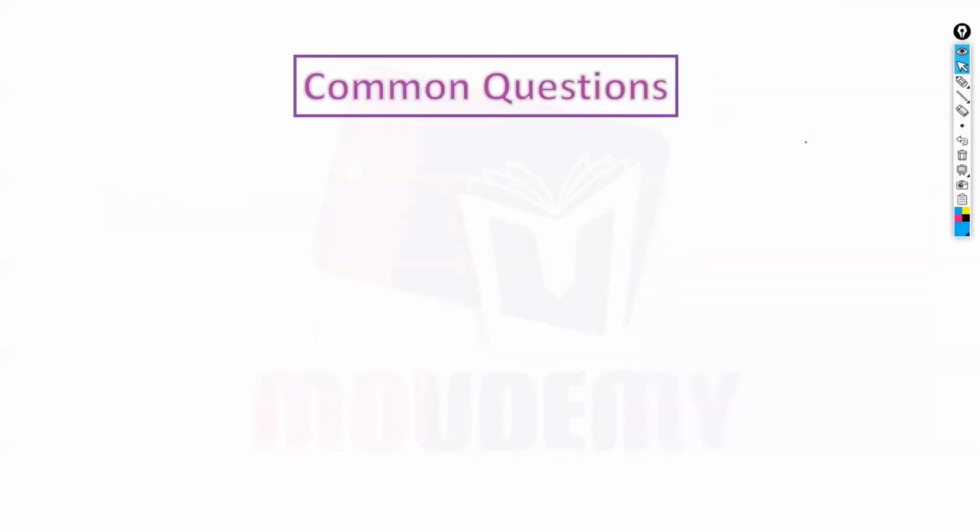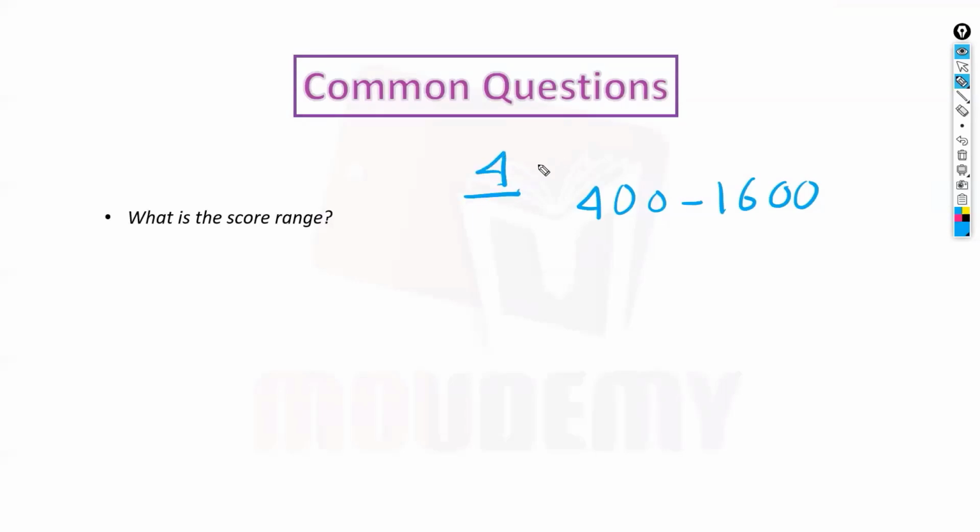Let's move on. Common questions. What is the score range? The score range is from 400 to 1,600. 400 is the least score you could get, even if you just put your name and leave. There are 4 sections in the SAT. I've just spoiled an upcoming piece of information. For each section, there is a 100 score you can get without solving any correct answers, just by writing your name. So the score goes from 400 to 1,600 for the SAT.